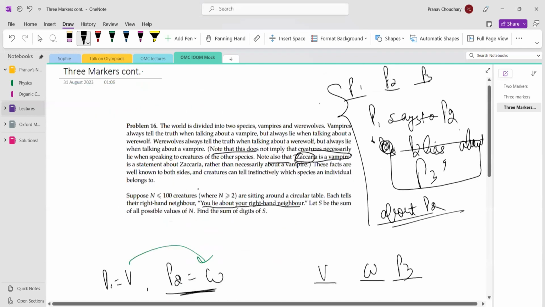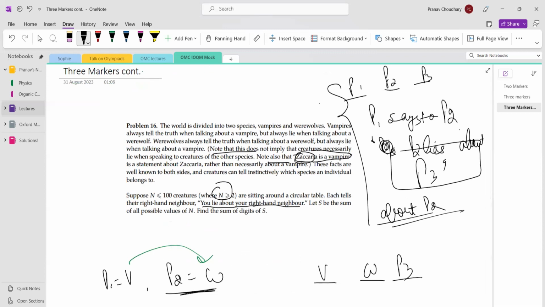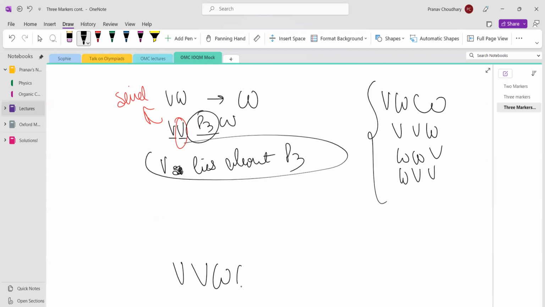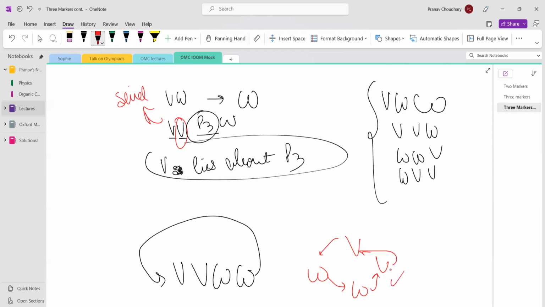So we can basically combine all of these things and we can say, let's see, n is greater than or equal to 2, right? So suppose you have a vampire, then the next version should be a werewolf. And from VW, the next should be a werewolf. The next can be a vampire. So you can make this a circle. This can be a possible circle. Vampire, werewolf, followed by werewolf, werewolf, followed by vampire, vampire, followed by vampire, and so on, continues. So this is a possible thing. So n should be equal to 4.